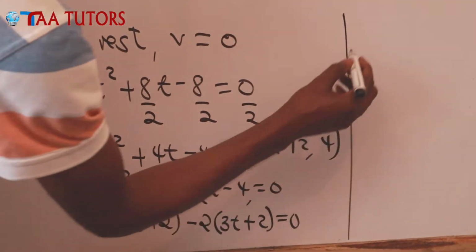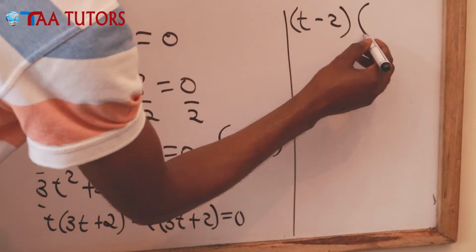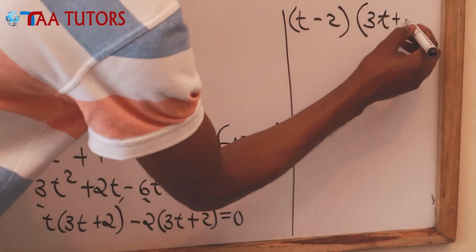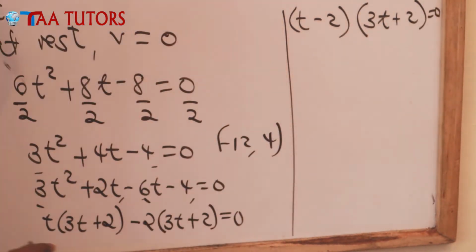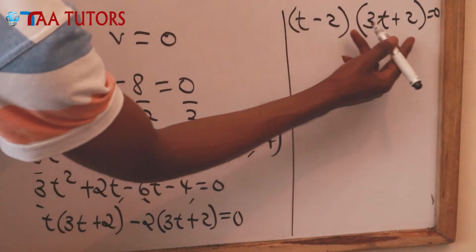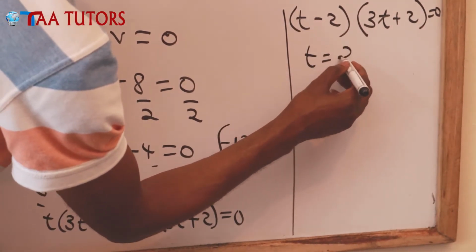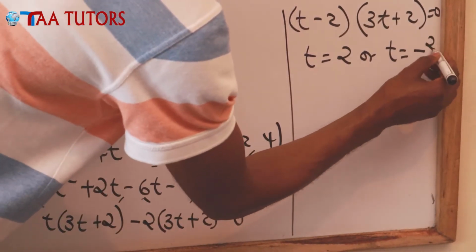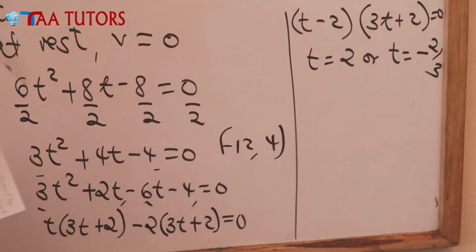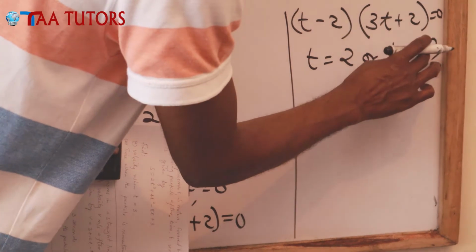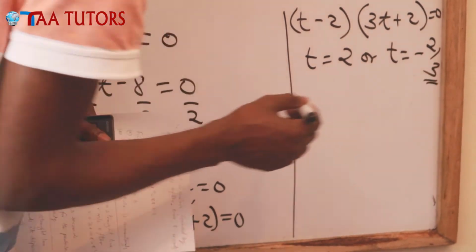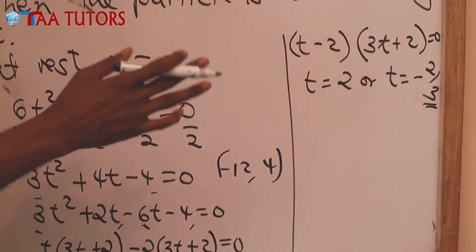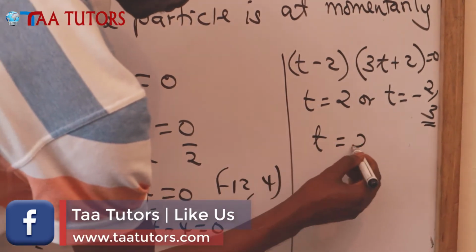So we can say in this case (t plus 2)(3t minus 2) equals 0, and that will be t equals 2 over 3 or t equals negative 2. So we have got the two times, but you realize that time can never be negative. So we are simply going to ignore the negative value because time cannot be negative. So we are going to say the particle will be at rest at t equals 2 seconds.